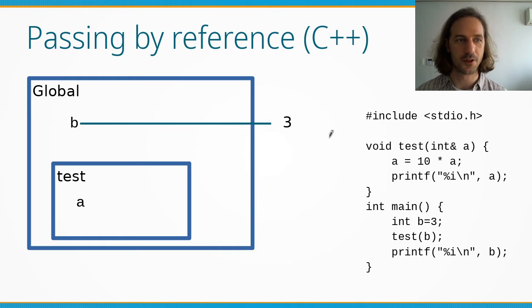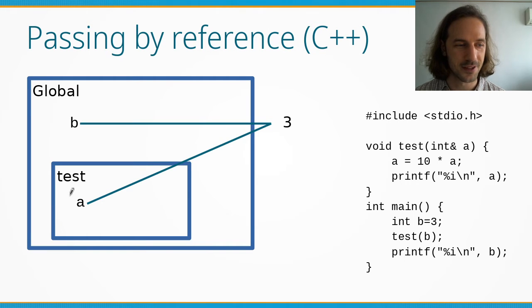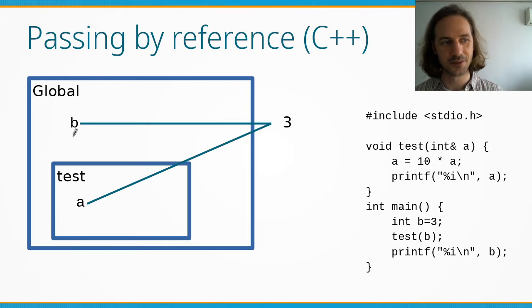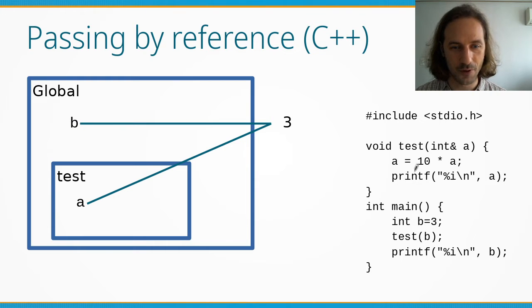We can do it by reference by using this ampersand symbol in C++, and the difference is that once we pass this variable to our test function, what will happen is this a variable will actually just point to the exact same point in the memory that this b value is pointing to. And when we modify this value, it will also modify the number in our b variable. So when we exit this function, the value of this b variable will be the changed one.